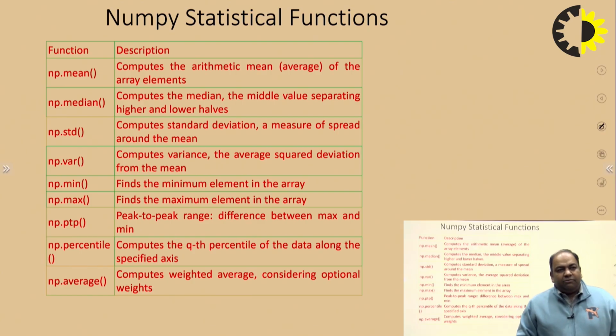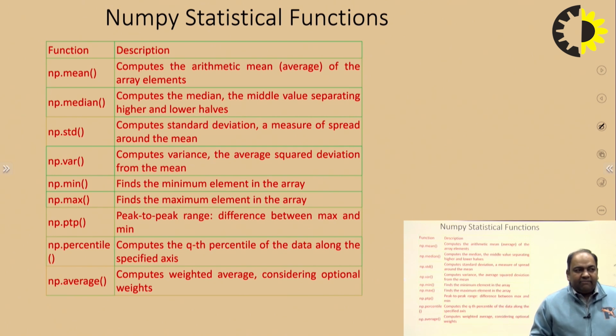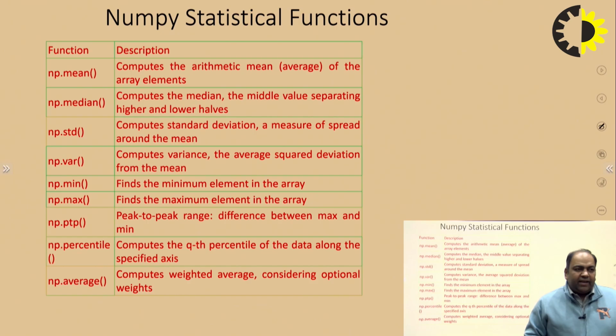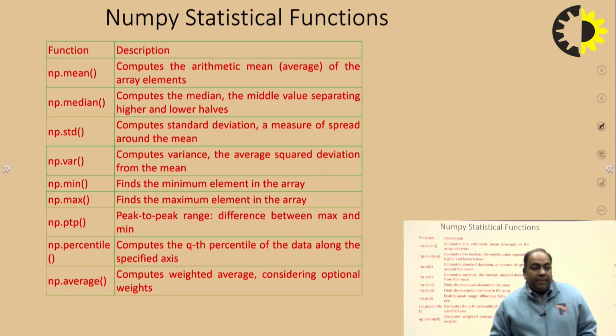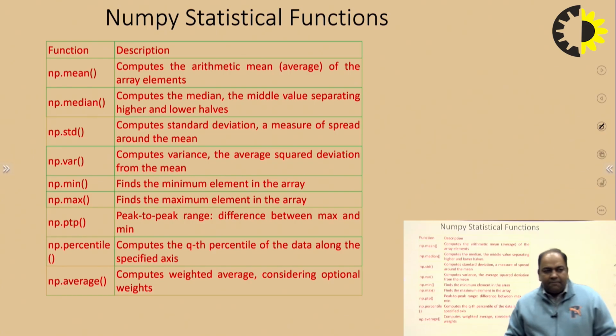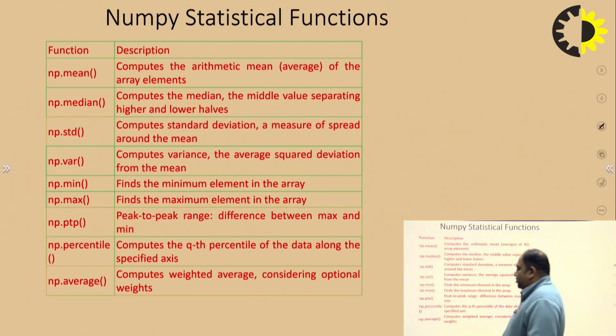If we want to find the median, we use np.median. If we want to find the standard deviation, we use np.std. If we want to find the variance, then np.var. To find the minimum element, min, and to find the maximum element, max. Peak to peak range is ptp, and the qth percentile of the data is np.percentile. And to compute the weighted average, we use np.average.